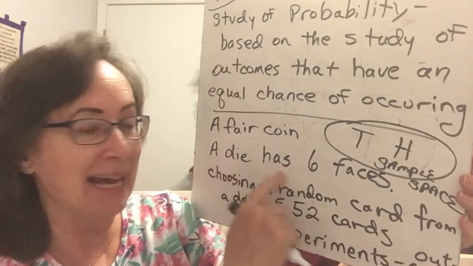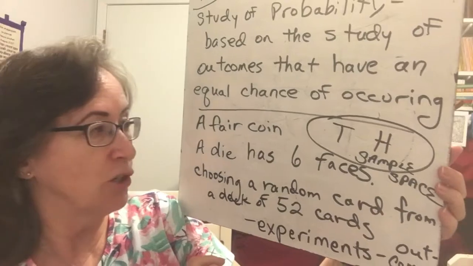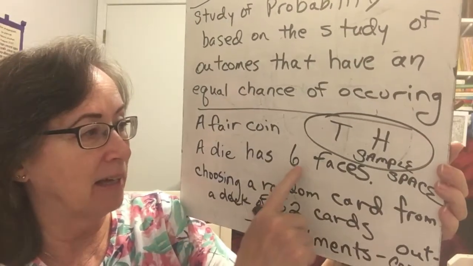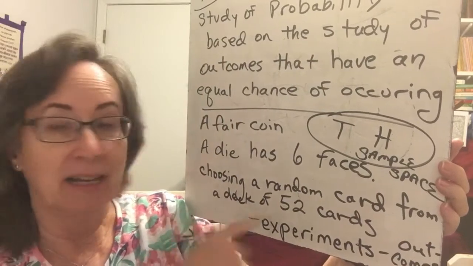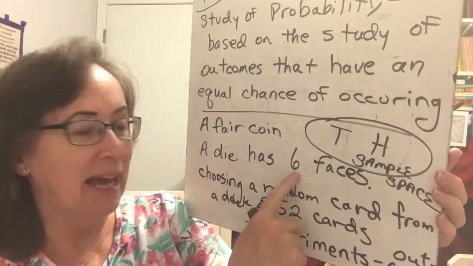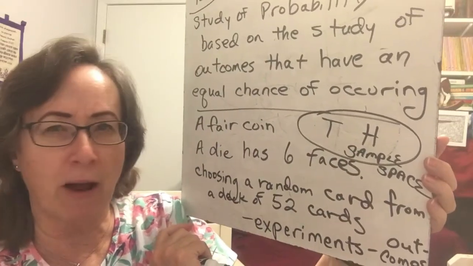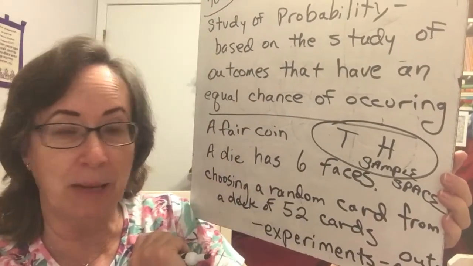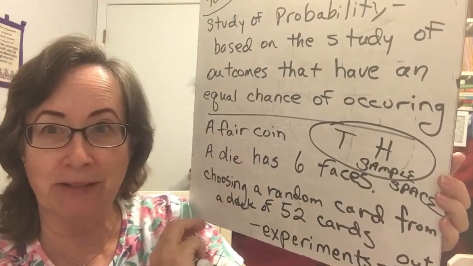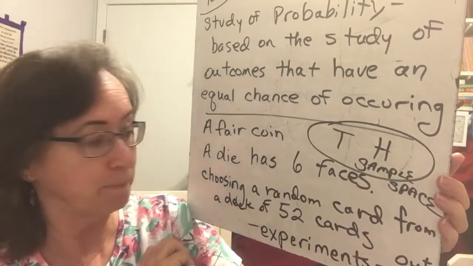A die has 6 faces. So if I rolled a single fair die many times, I should have about 1/6 of the rolls be a 1, and about 1/6 of the rolls be a 2, and about 1/6 of the rolls be a 3, and so forth.